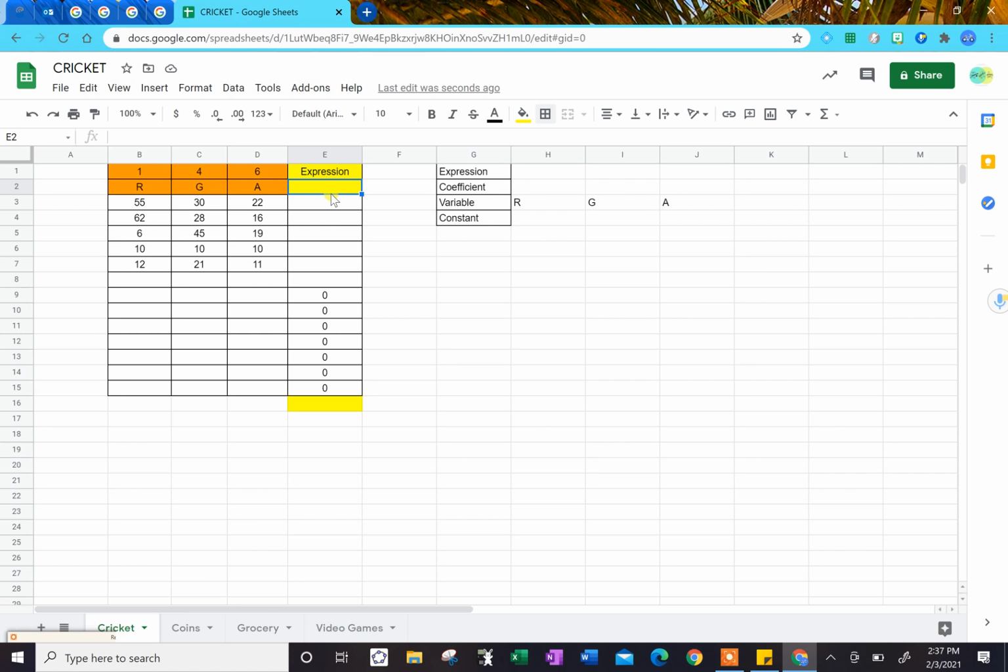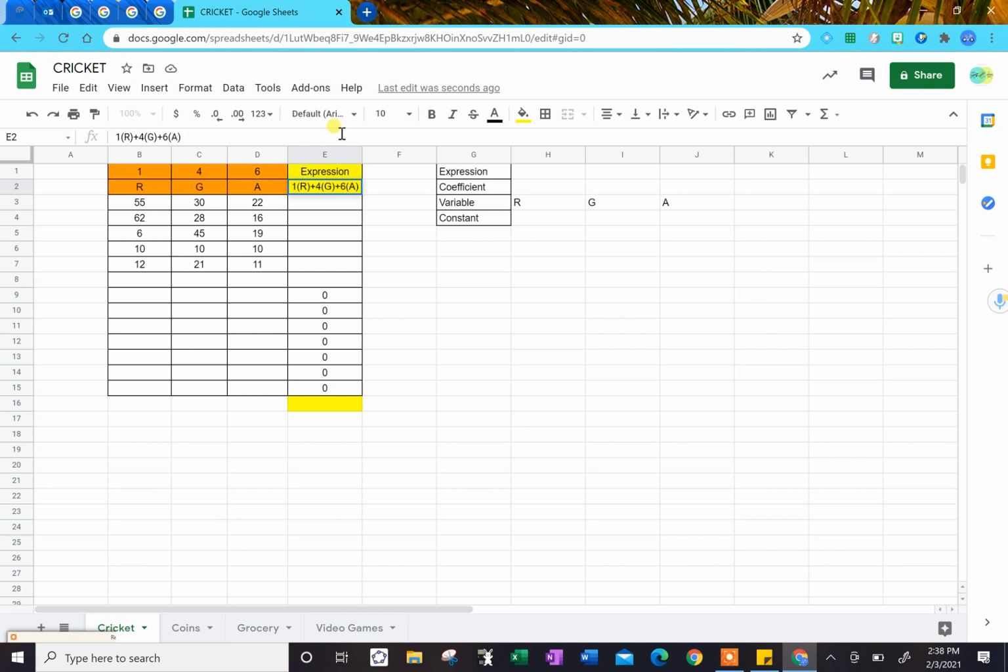So what I'm going to do is use Google Sheets, similar to Microsoft Excel, to write an expression. My expression would look like this. It would look like 1 times R, because I get 1 point for each run, plus 4 times the G, because it's the number of ground boundaries, plus 6 times the A.